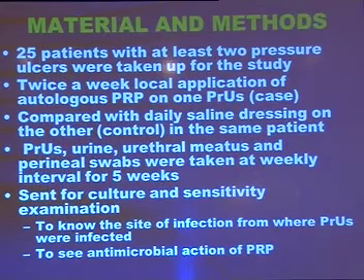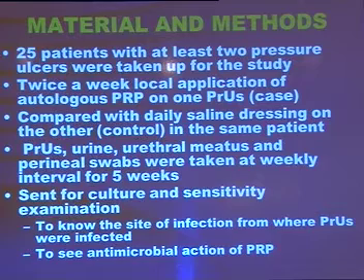So we took up 25 patients with at least 2 pressure ulcers for the study, and the protocol was twice weekly local application of autologous PRP dressing on 1 pressure ulcer, which was designated as the case. It was compared with daily saline dressing, which is the normal protocol in our institution, in the same patient on another pressure ulcer that was defined as control.